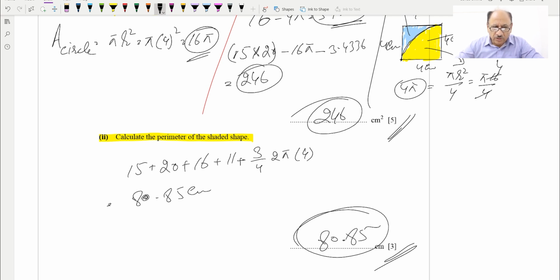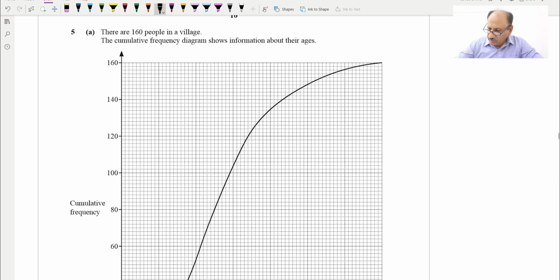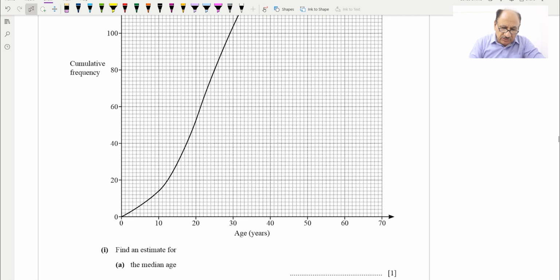Hopefully you understand this. Now we can move to the next question, which is question number 5a part. There are 160 people in a village. The cumulative frequency diagram shows information about their ages. On this side they have provided cumulative frequency, and on this side ages. Find the estimate for the median age.